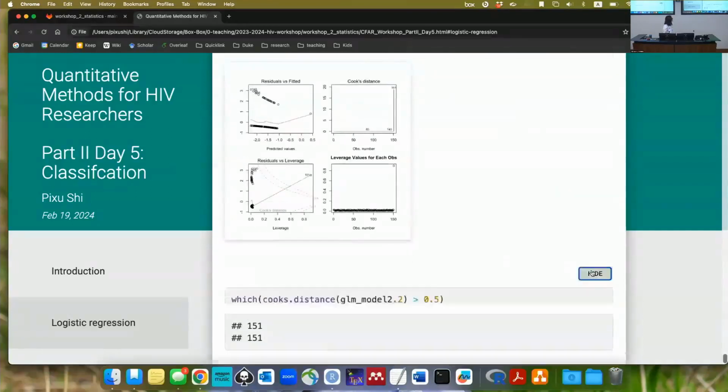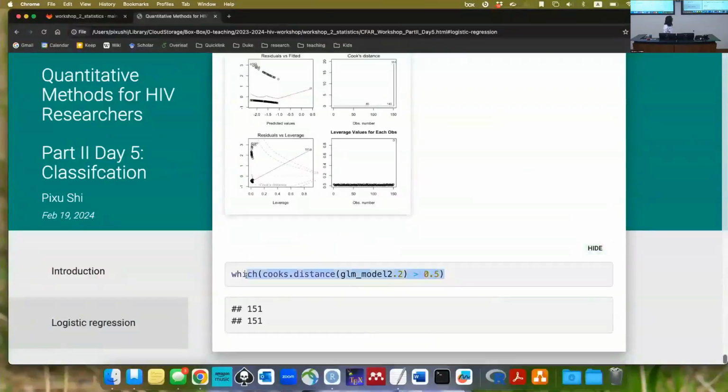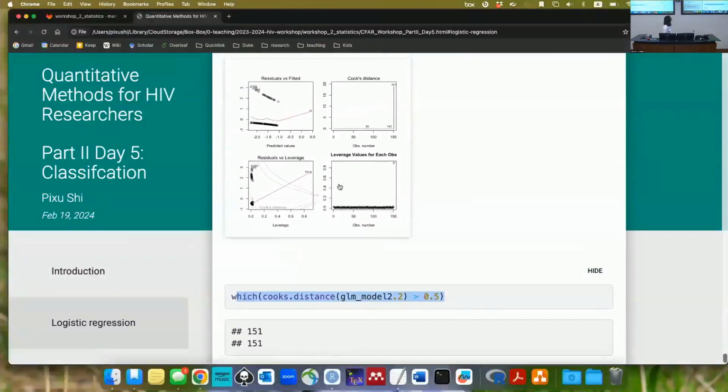And you can try to check which one has the largest Cook's distance, which one is the most influential point, by using the Cook's distance function on the regression output. This is the same, I think, for linear regression. You can identify which subject gives you the highest influential point.